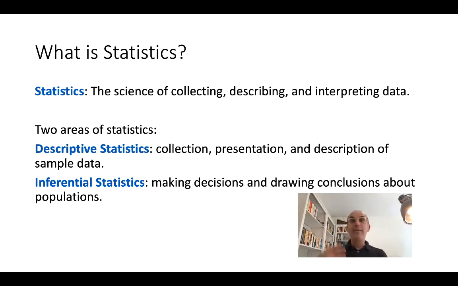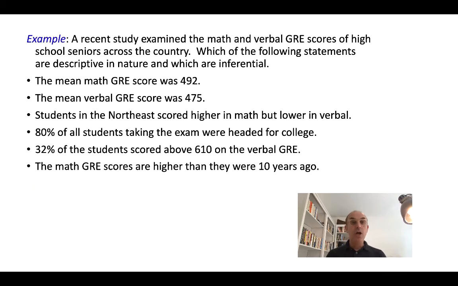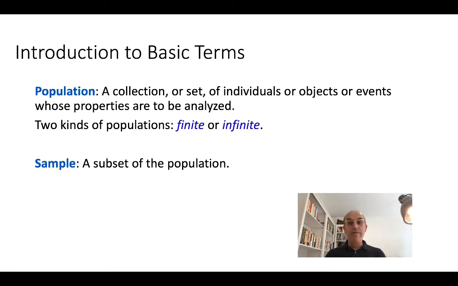Nowadays, with the upcoming election, we are going to learn about how they predict who is going to be the next president. They use more and more samples in order to predict who is going to win the election. For example, a recent study examined the math and verbal GRE scores of high school students, and this is the mean, and this is the variable, the mean math score and the mean verbal score, and how they apply together.